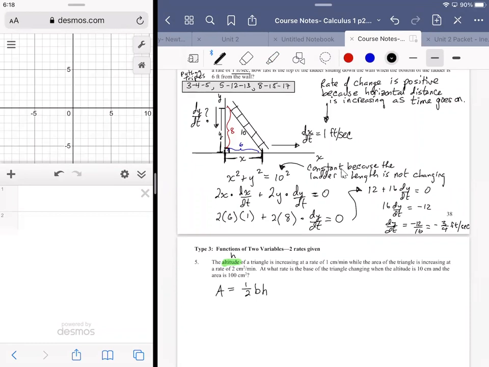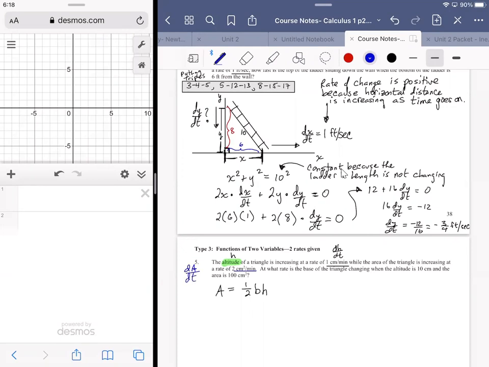It's increasing at a rate of 1 centimeter per minute, so that's dh/dt, the rate of change of the altitude per unit of change in time, while the area is changing at a rate of 2 square centimeters. So that's dA/dt, A for area, so capital A. Let me just get an underline going here. So dA/dt.